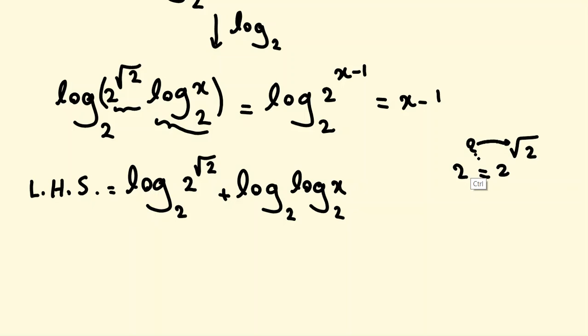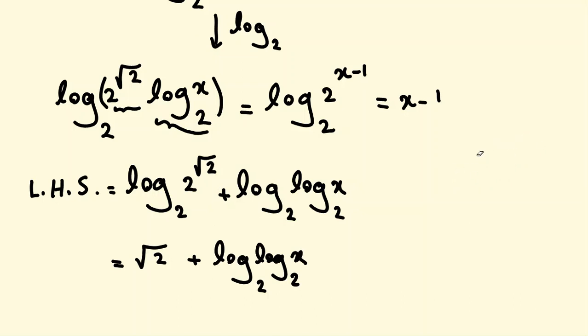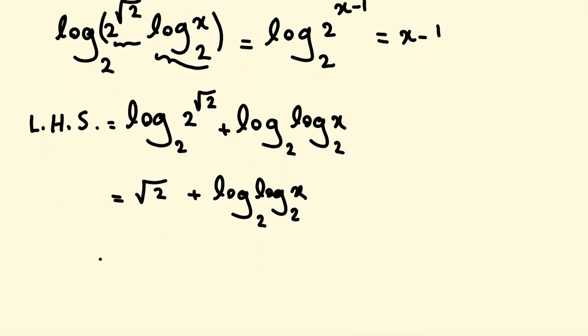This one will be root 2. So it will be root 2 plus log x 2 here. Now, let me erase this part. If I simplify, the left hand side is this, so I write root 2 plus log x 2 equal to x minus 1.